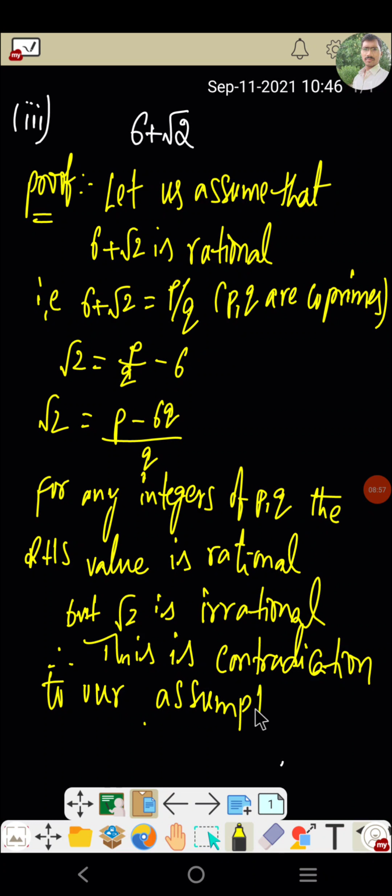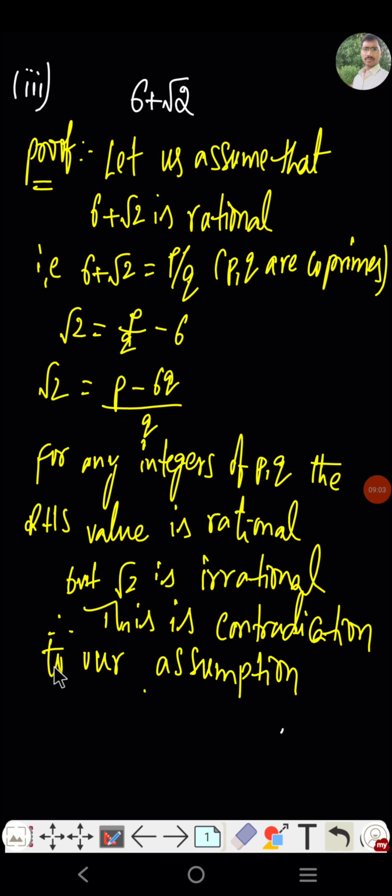What is our assumption? In the starting we took it is a rational number. So it is not rational. Not rational means compulsory it is irrational only. So therefore, this is contradiction to our assumption. Therefore, 6 plus root 2 is irrational.